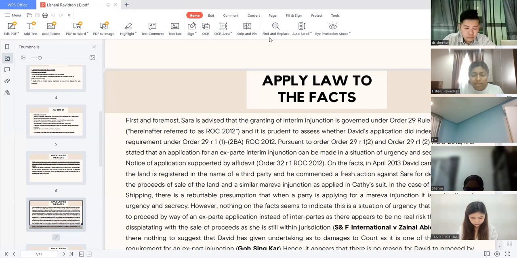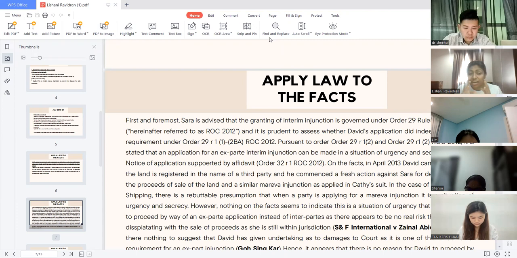2BA, an ex parte interim injunction must be served, please highlight, within 7 days from the date of the order, which I've already highlighted to you in the question. Correct? Because now, there's no 7 days. It is more than that. Ex parte interim injunction must be served within 7 days of the date of the order. And the court, when granting the order, must fix a date to hear the application inter partes within the 14 days from the date of the order.